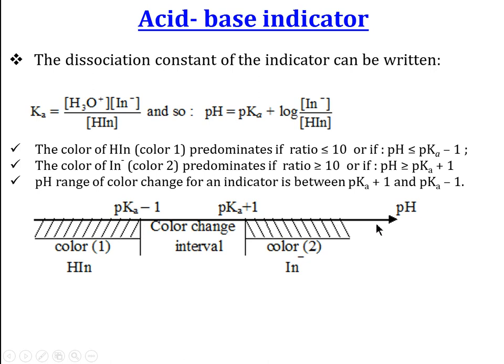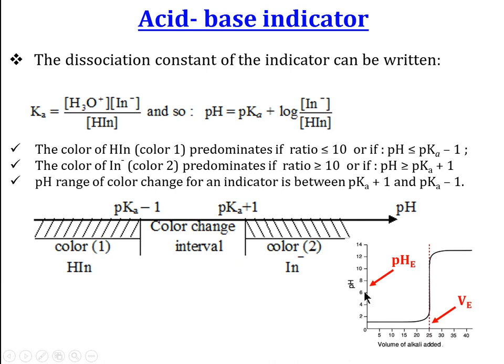So according to the pH scale, when the pH of the solution is less than pKa minus 1, HIN persists and we have color 1. And for pH greater than pKa plus 1, we have IN minus with color 2. In the domain between pKa minus 1 and pKa plus 1, we have what we call codominance between HIN and IN minus.